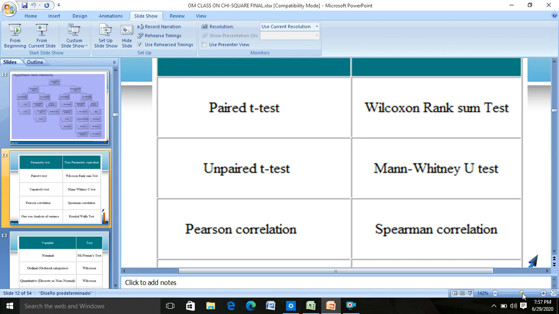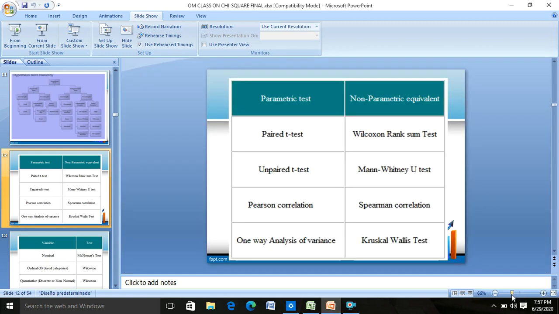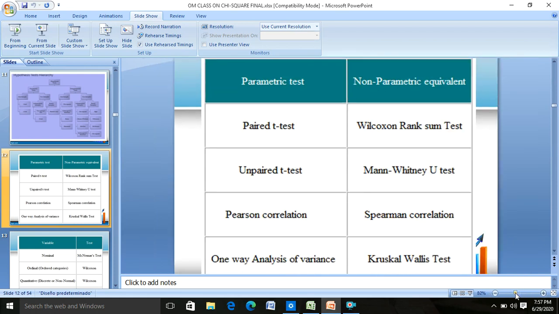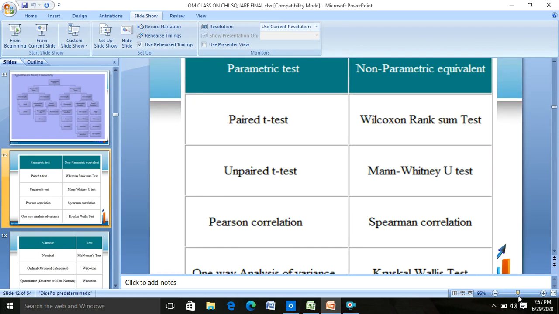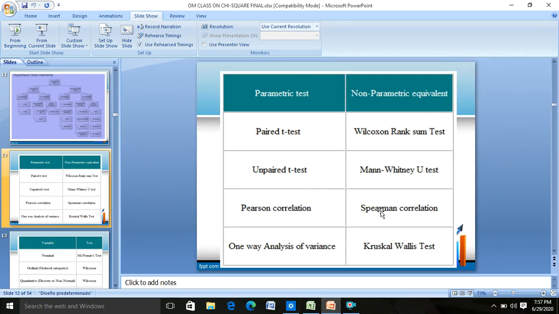So here you can see, in case of parametric and non-parametric tests, broadly we have the paired t-test, and its counterpart in non-parametric is the Wilcoxon rank sum test. In case of parametric, if we have unpaired, in case of non-parametric we have the Mann-Whitney U-test. In case of parametric, we have Karl Pearson's correlation, and its counterpart in non-parametric is the Spearman correlation.